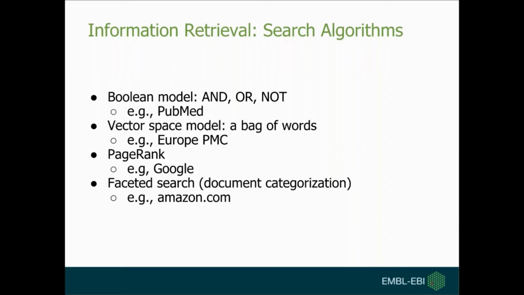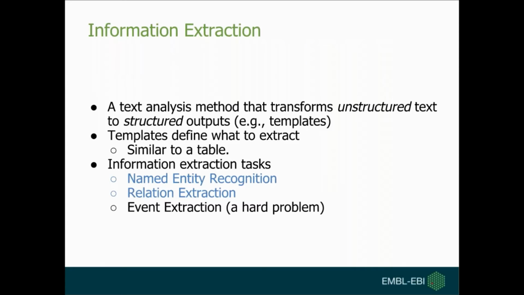And the reason I'm mentioning these algorithms is that knowing the search algorithms behind the site you are using is important, because it helps you understand the search results returned by those search engines. Information extraction is a text analysis method that transforms unstructured data into structured outputs. First, you have to define your own templates, which basically tell you what to extract from articles. This is very similar to a table.